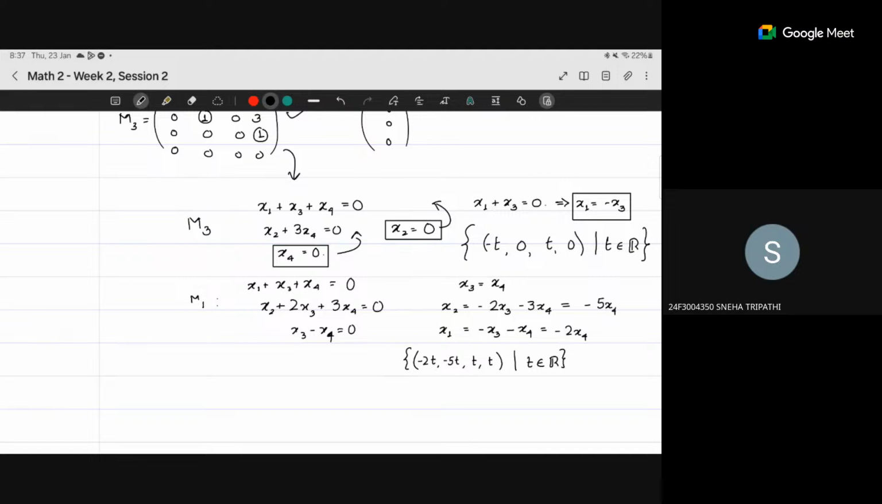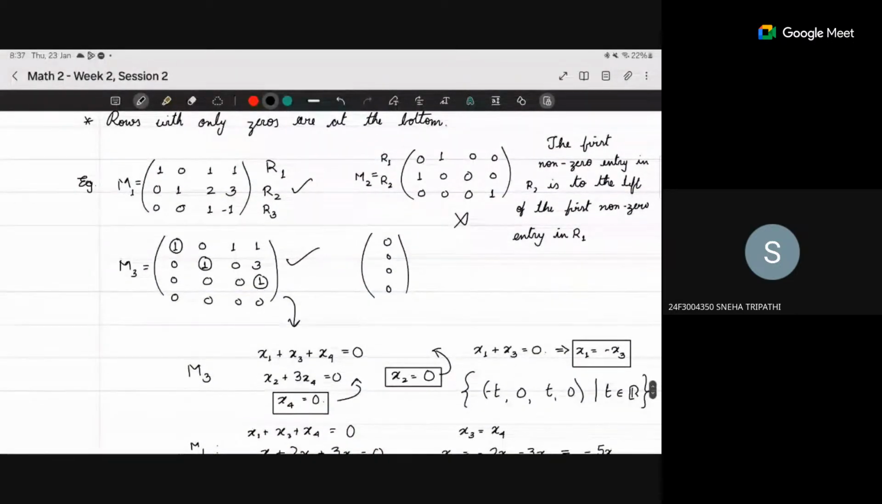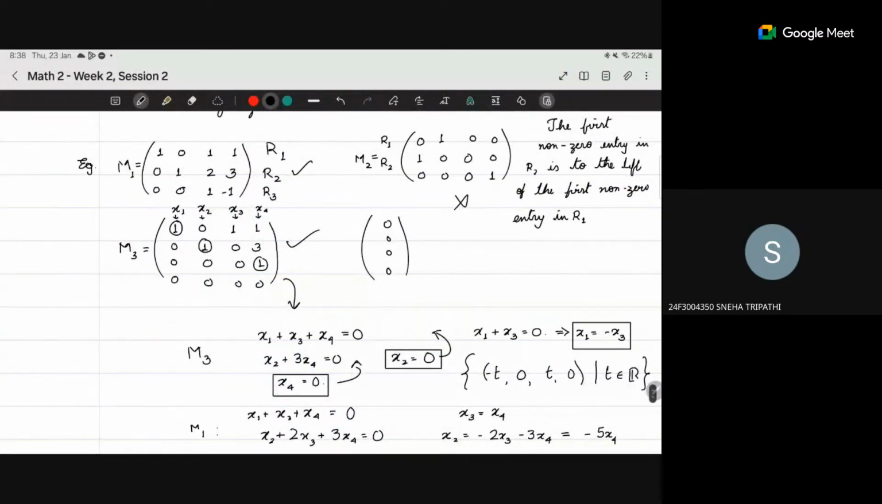More generally, if you have a leading 1 in some column, look at this. This column corresponds to x1, this corresponds to x2, this I'm talking about M3 over here, this column corresponds to x3, and this column corresponds to x4. Correct? Yes, sir. The leading ones occur corresponding to the variables x1, x2, and x4.